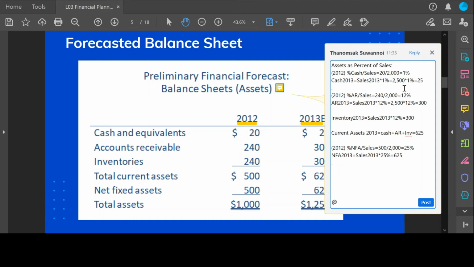And in the last step, we can get total assets, which is equivalent to current assets plus net fixed assets. So the forecasted total assets in 2013 is equal to $1,250.